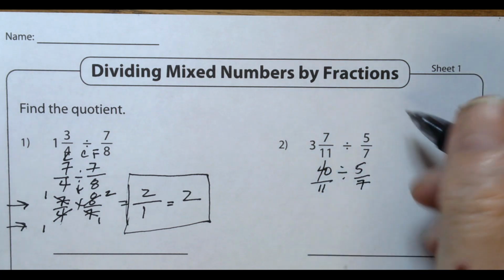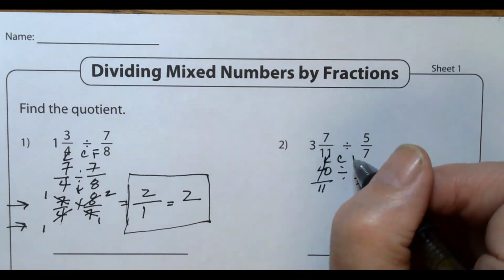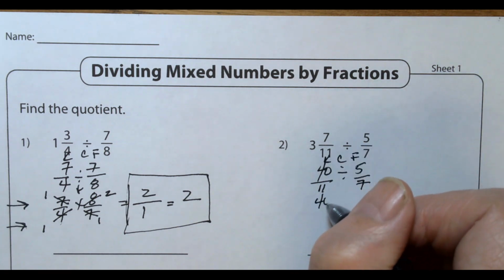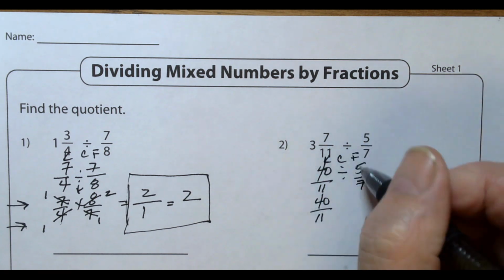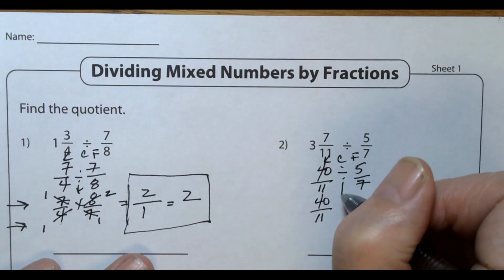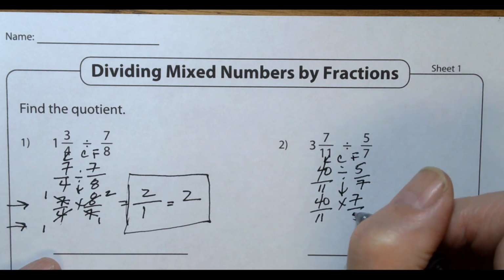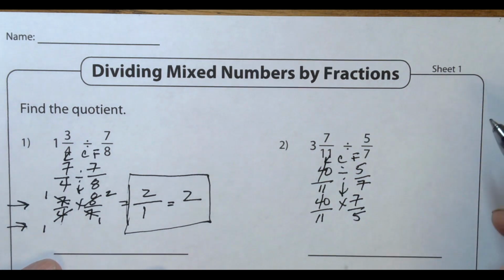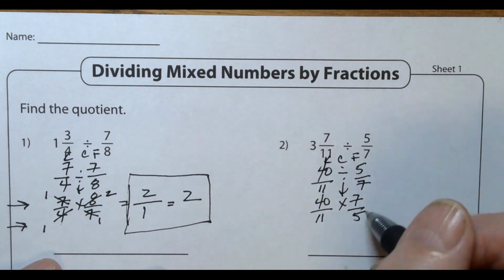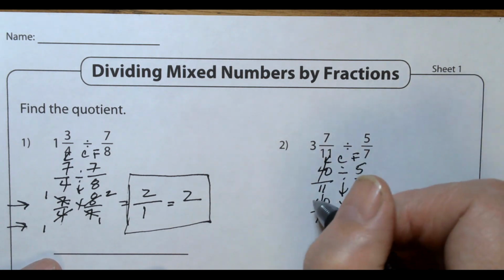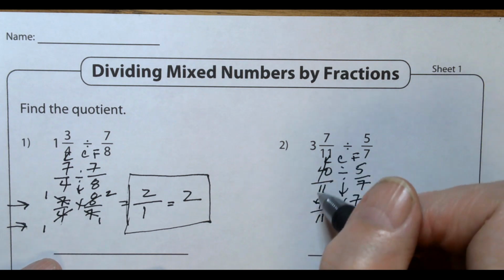So now I'm going to do my keep, change, flip. I'm going to rewrite. I'm going to keep that 40/11. Change that to multiplication, and I'm going to flip it and put 7/5 there. Okay, I can't do anything with 7 and 11. It doesn't go in there, but 5 does go into 40. So 5 goes into 5 once, 5 goes into 40 8 times.